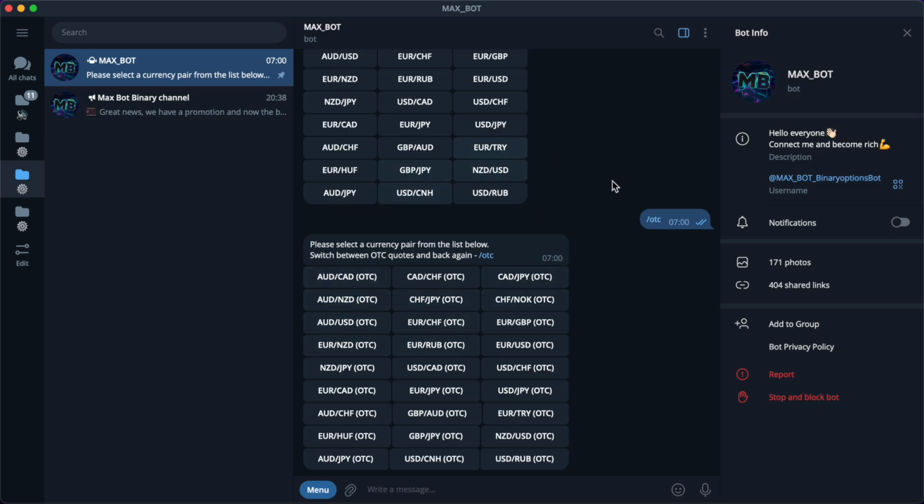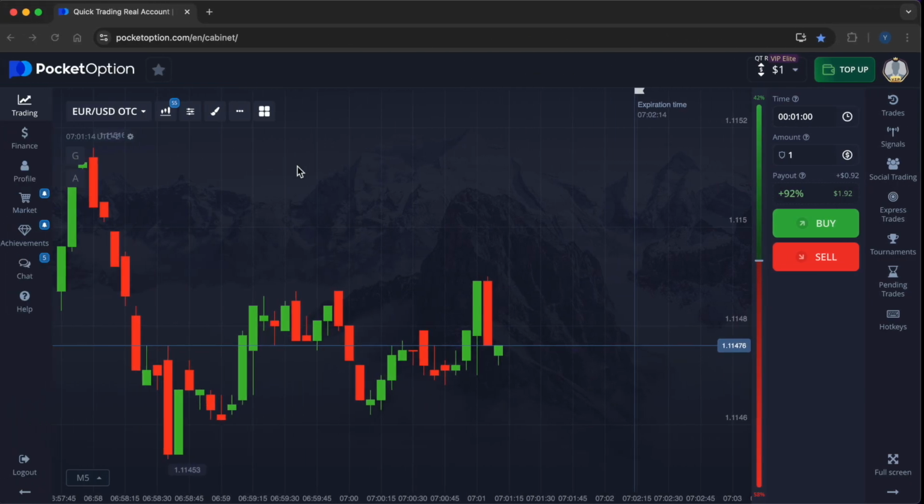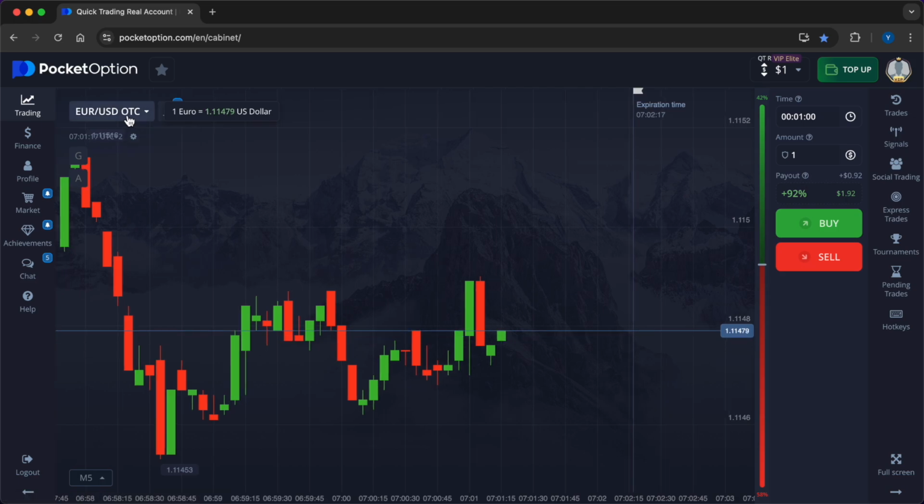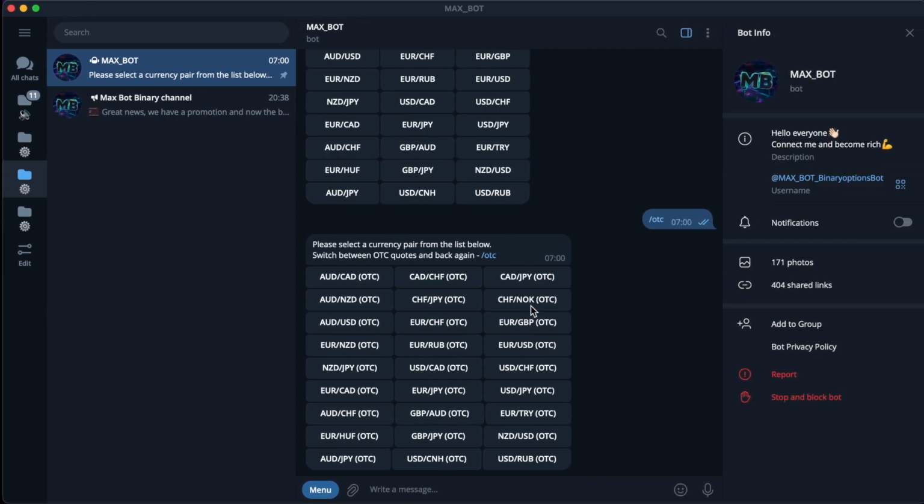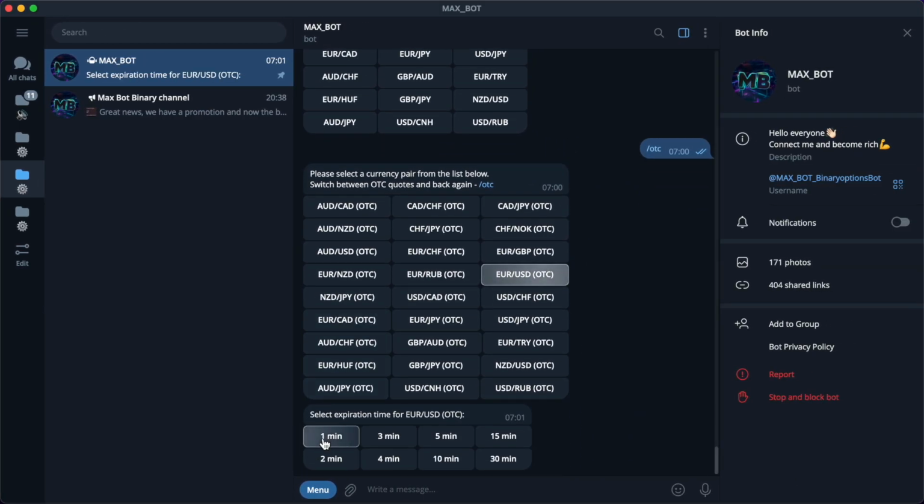Now with its help I will increase my deposit to a cool amount, starting with just $1. At the end of the work I will summarize the results. I will enter each trade for the full amount of the deposit. I start on the currency pair Euro, American Dollar OTC, timeframe 1 minute.